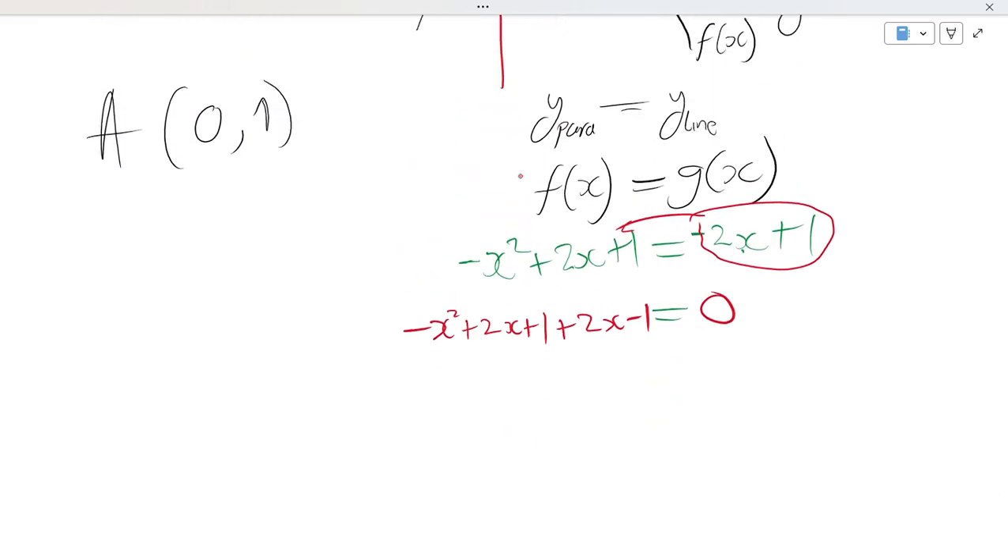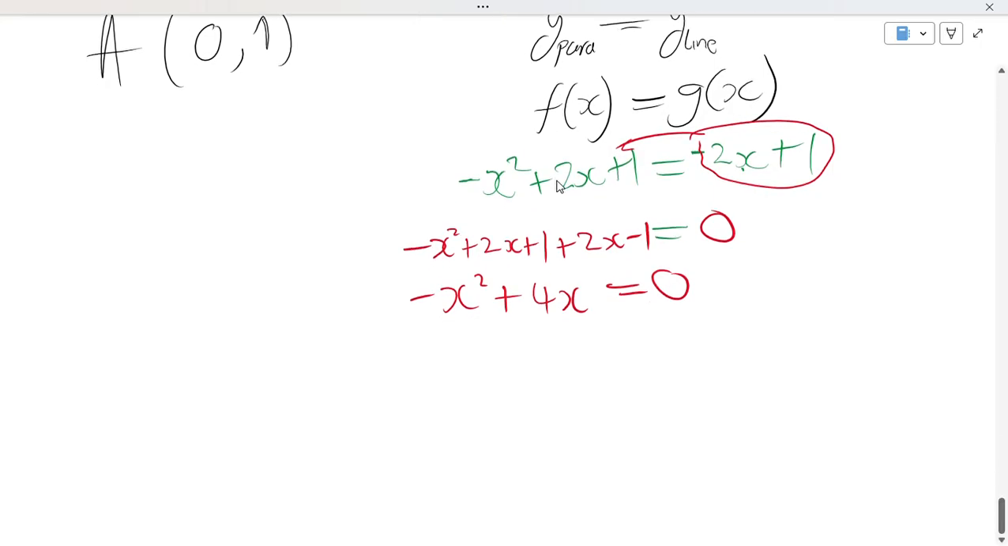So let's simplify. x squared is alone there. It's just negative x squared. We have 2x and 2x. They add and give us 4x. We have 1 minus 1. They give us 0. So this is what we have.